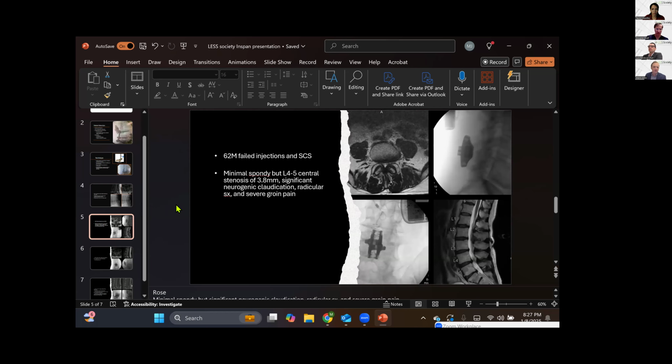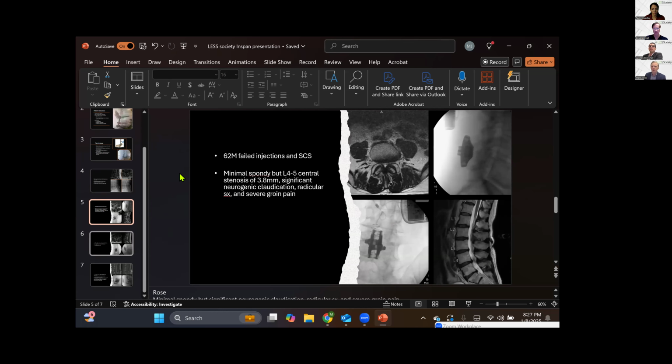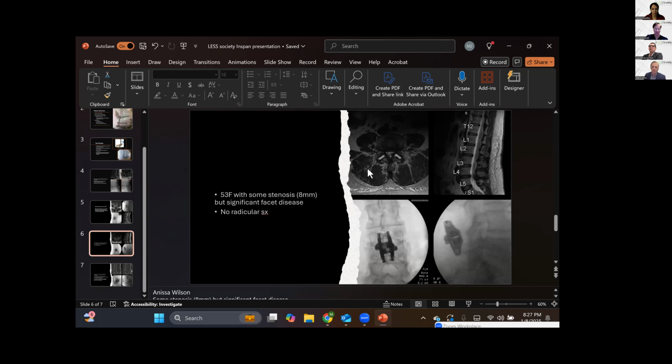Here's the 62-year-old man with not a lot of spondy, but severe stenosis, and the groin pain and radicular pain completely cleared up. All right, this is an interesting one, really terrible L4-5 facets. See that bright white line as the fluid buildup. Not terrible stenosis, but developing mild. And after inspan L4-5, very happy, cleared up the facetogenic pain terrifically.